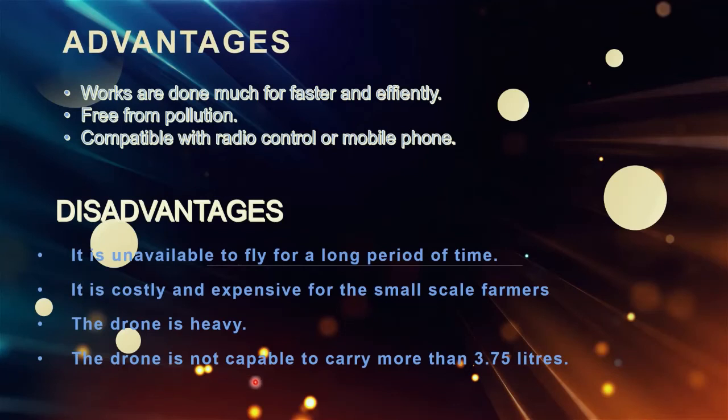The drone is not capable of carrying more than 3.5 liters. The reason is that the drone itself carries the battery and then carries the compound. That's why the propeller cannot fly high and cannot fly efficiently if it carries more liters of compound, because the drone itself is heavy.